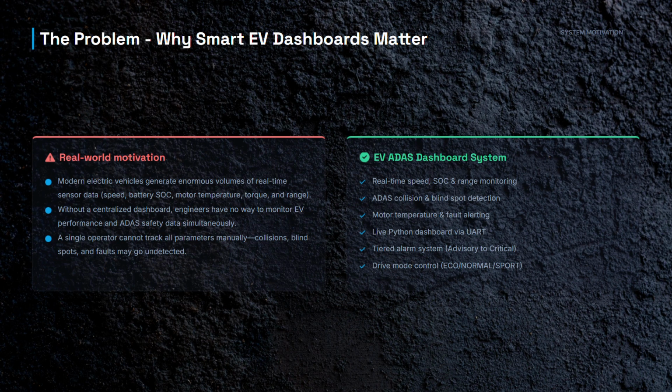So moving on, why do we actually need this ADAS system? In the real world, electric vehicles have an enormous amount of sensor data, which includes speed, battery SOC, motor temperature, torque, and so on. But the thing is, they are giving readings, but we don't have a centralized way to visualize all of them. So most of the important data gets unnoticed, and because of that we are facing several problems.